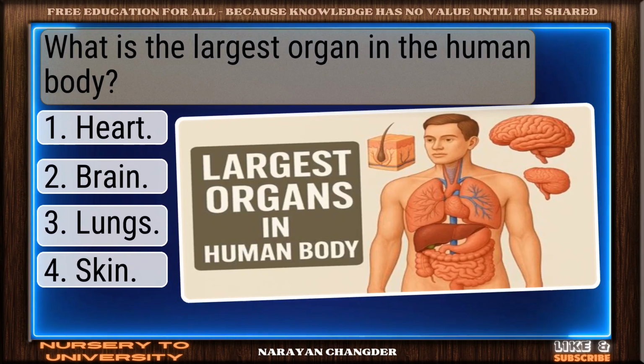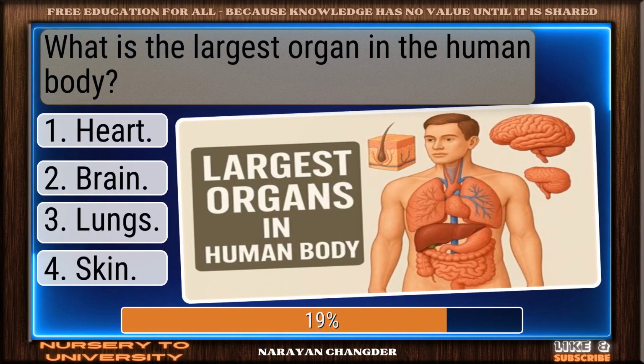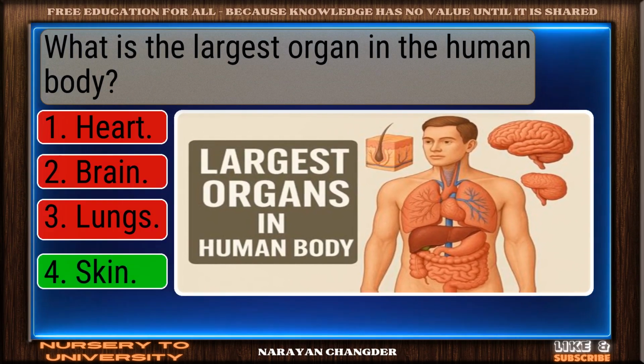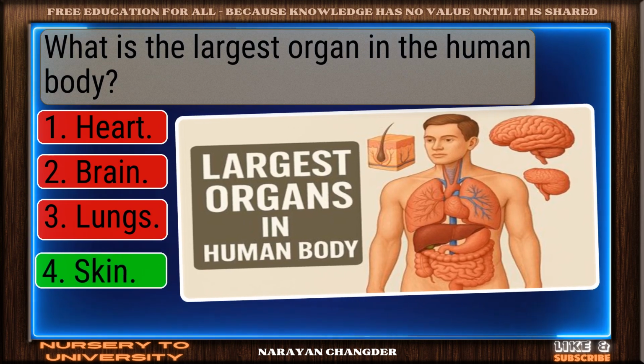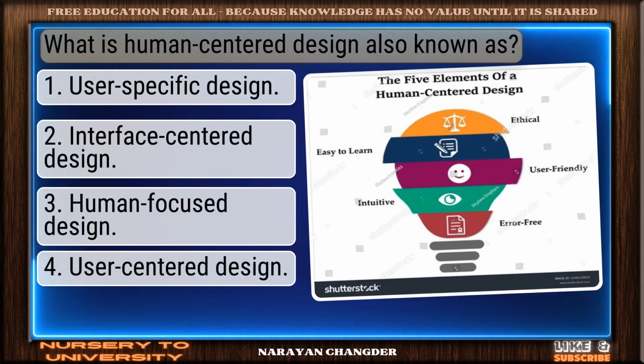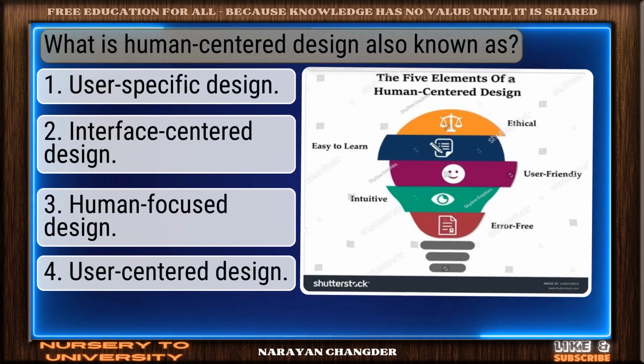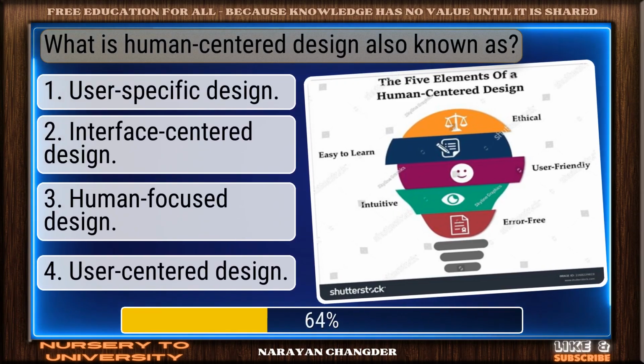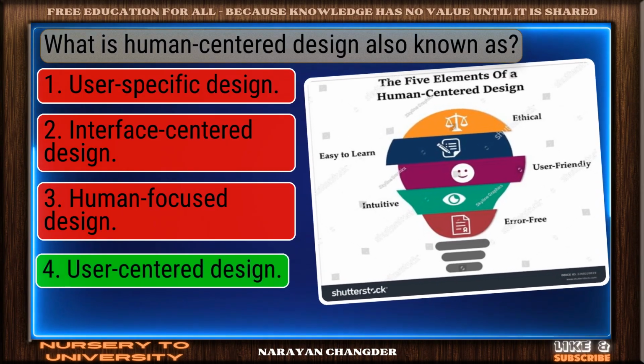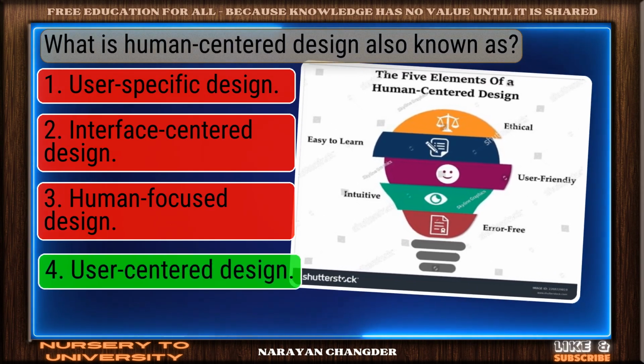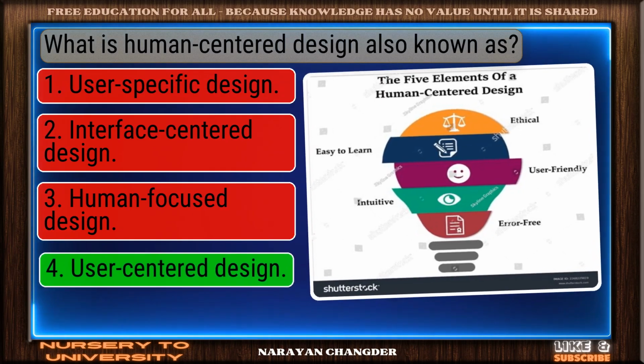What is the largest organ in the human body? Sharp thinking. Skin is the right choice. What is human-centered design also known as? Excellent choice. User-centered design is the right answer.